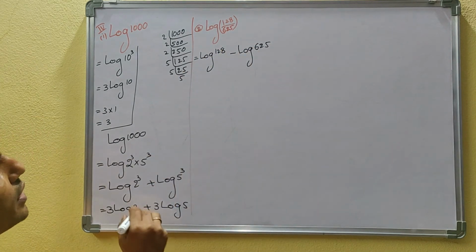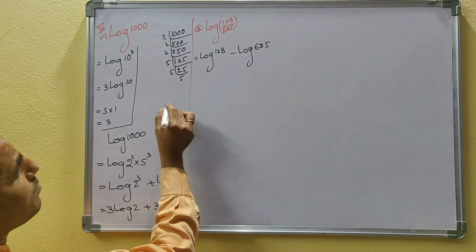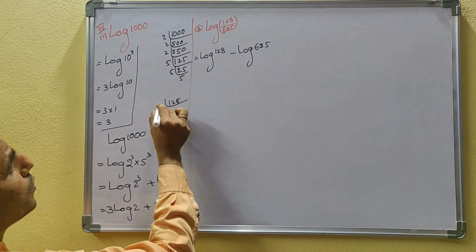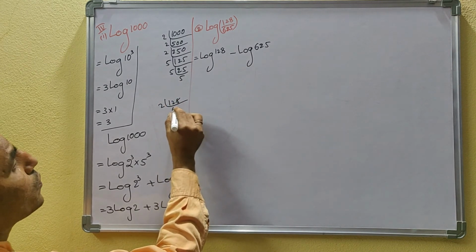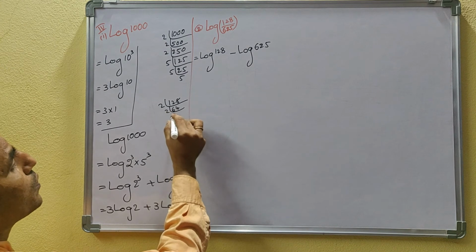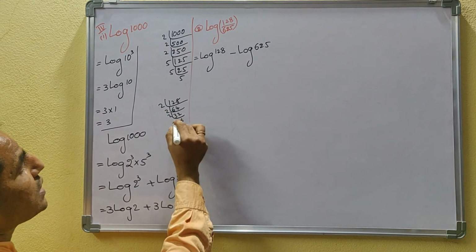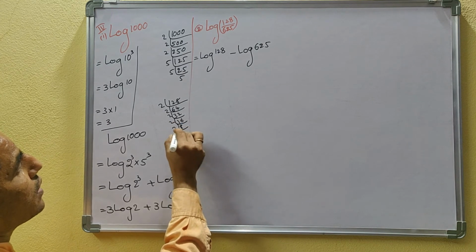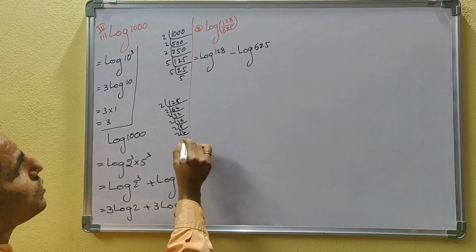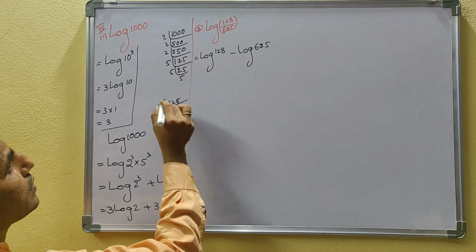So log 128. First of all, find the LCM of 128. 2 6s are 12, 2 4s are 8. Next 2 3s are 6, 2 1s are 2, 2 6s are 12. Next 2 8s are 16. Next 2 4s are 8. Next 2 2s are 4. 1 2 3 4 5 6 7.